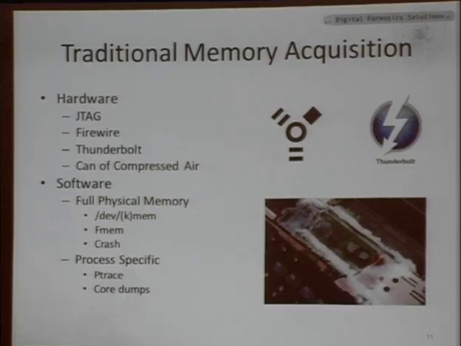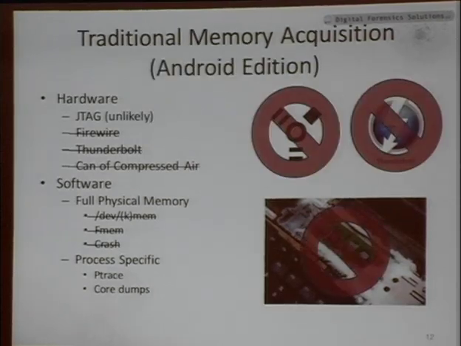And then there's some other research where you can use ptrace or cause a process to core dump. That way, it dumps its entire core, you get the contents of its RAM, but it's just process specific. These do work on Android, but we're only getting one process, and optimally, we want to get everything. So, what doesn't work on Android?